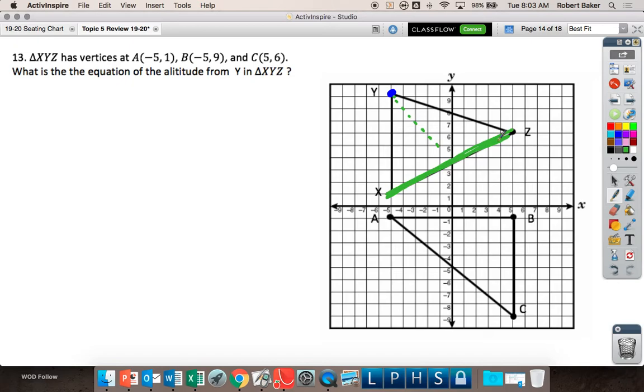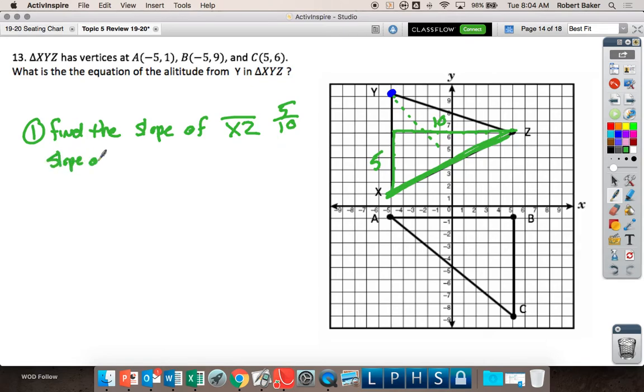So we need to, one, find the slope of XZ. So I'm going to cheat. I'm going to count the slope from X to Z. 1, 2, 3, 4, 5. 1, 2, 3, 4, 5, 6, 7, 8, 9, 10. The slope from X to Z is up 5 over 10, also known as the slope of XZ is 1/2.